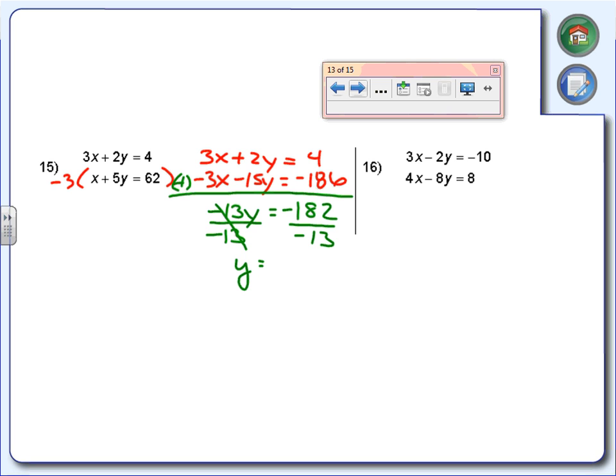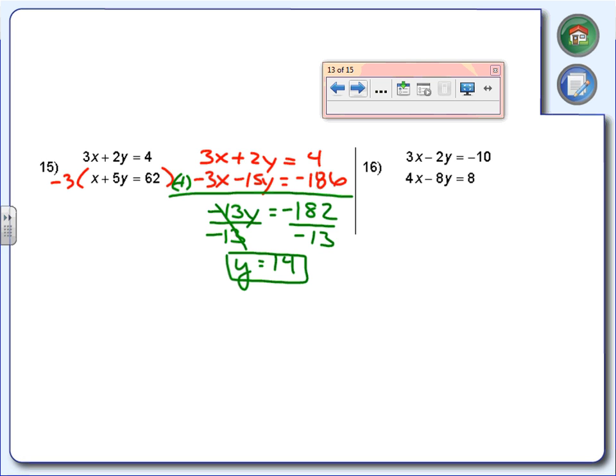And a negative 182 divided by a negative 13 is going to turn out to be a positive 14. We're halfway done. We know what the y value is. It's a positive 14. Now we're going to take that 14 and we're going to substitute it back in for one of these y's up here.